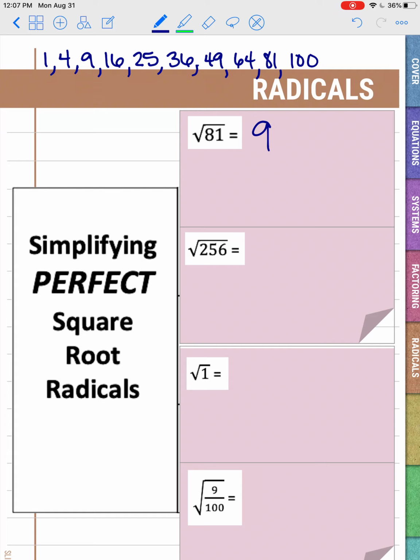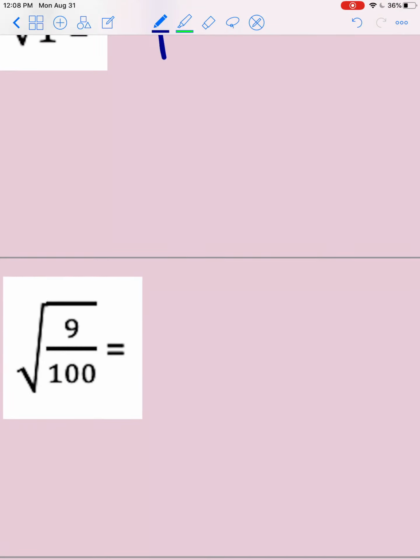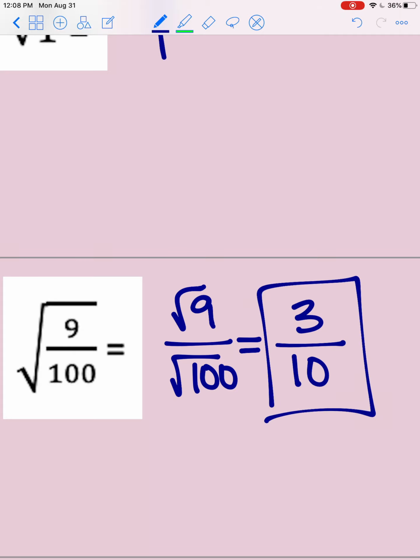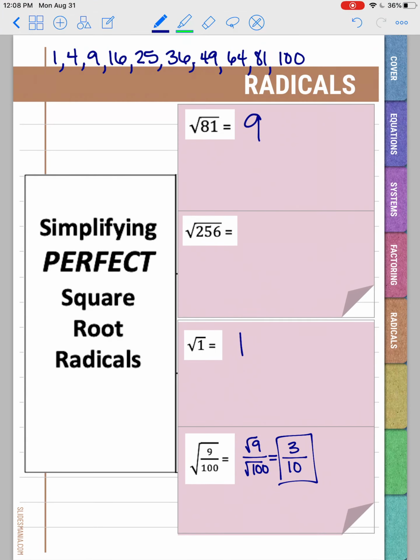Now, let's skip 256 and come back to that one in just a minute. Let's go to 1. The square root of 1 is very easy. It's just 1. And then let's go to the bottom one with a fraction. This one looks difficult, but it's not. Break it into 2 pieces. Think of it in terms of this. Square root of 9 over the square root of 100. Both of those were on our list. The square root of 9 was 3. The square root of 100 is 10. Can I reduce 3/10 down any? No, so that would be it. That's all you have to do. Break it into a numerator and denominator.